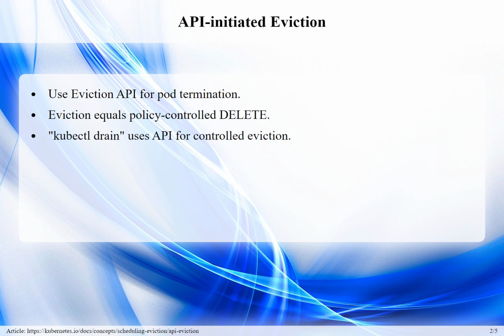_drain is a command example that utilizes the eviction API to request pod evictions programmatically. It respects pod disruption budgets, allowing controlled disruptions by integrating termination grace periods.